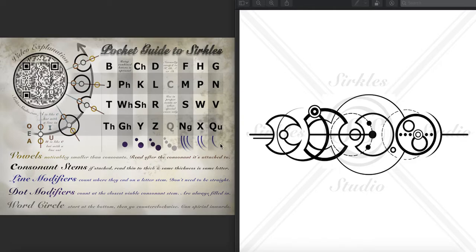And then there are also vowels, which are smaller circles. So here, here, here, here, here are the vowels. This one's kind of tricky because it's attached, so it's a little bigger than normal. And we have stacked letters and yada yada.